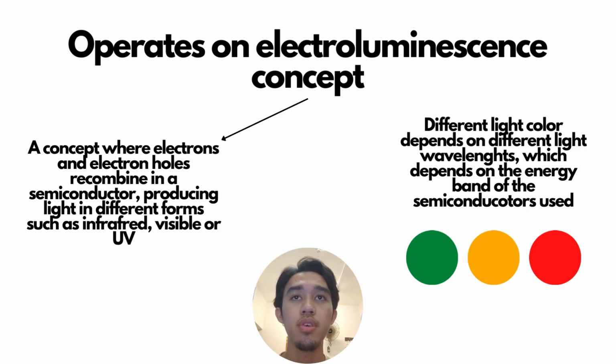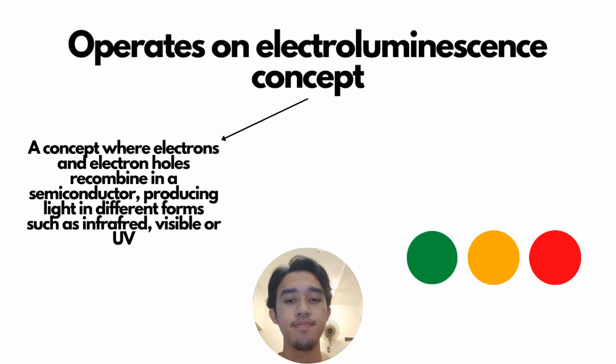So LED operates on the electroluminescence concept, which is a concept where electrons and electron holes recombine in a semiconductor, producing light in different forms such as infrared, visible, or UV. Different light colors depend on different light wavelengths, which depend on the energy band of the semiconductors used.